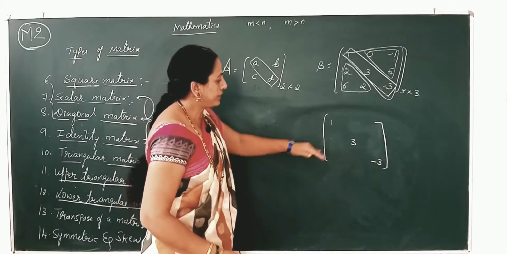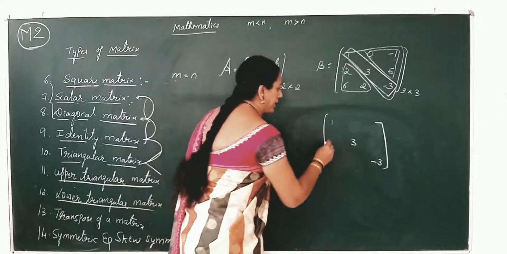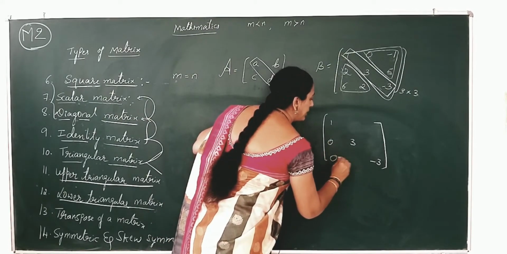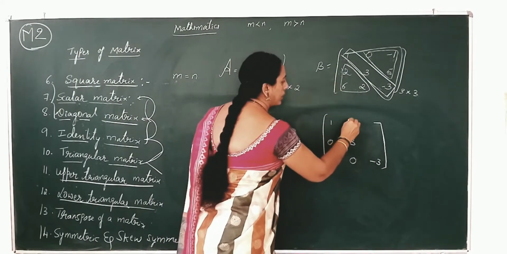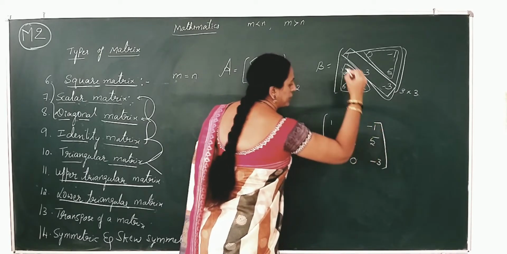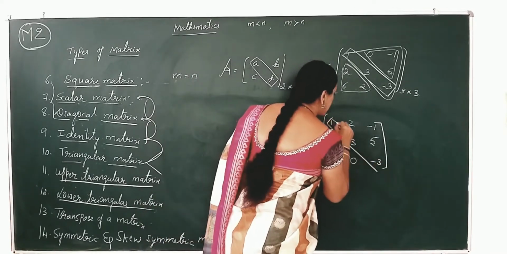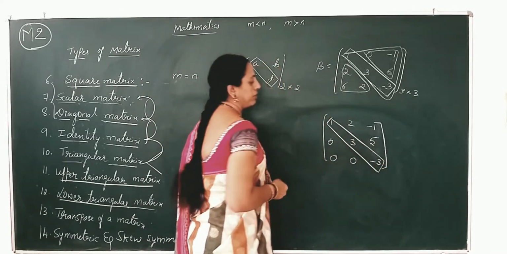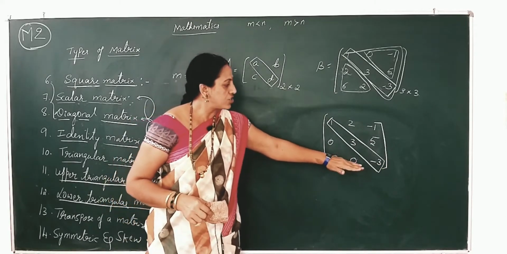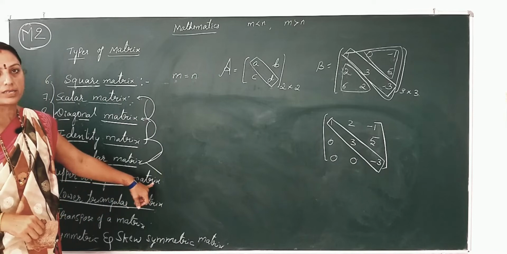But particularly, a triangular matrix is called an upper triangular matrix if the lower elements will be 0. So the upper part will have some different elements. In the upper part you can choose any elements, but the lower part of the principal diagonal elements will be 0. So such a matrix is called an upper triangular matrix.